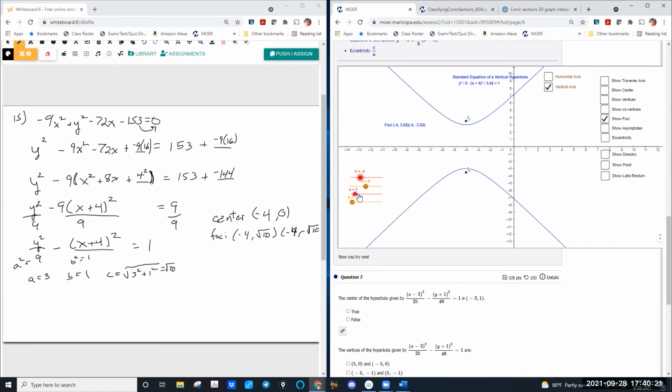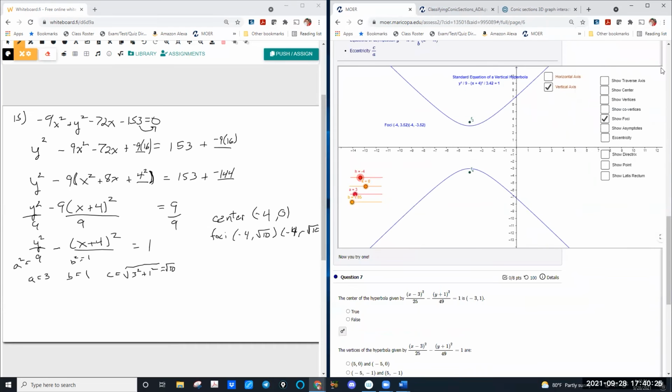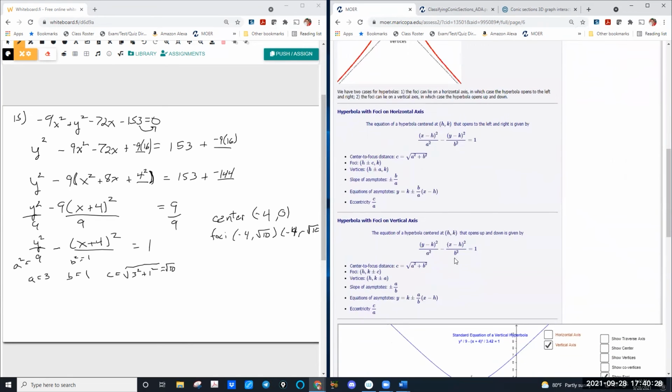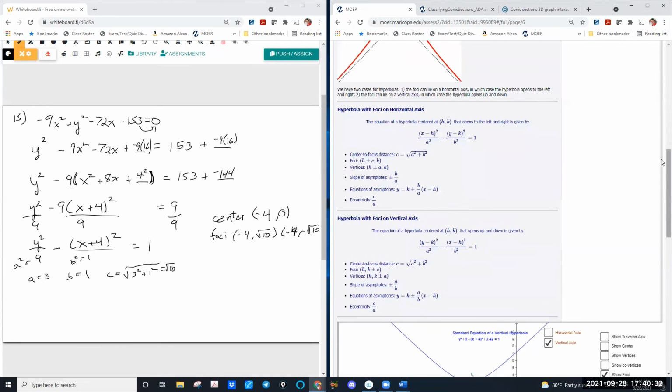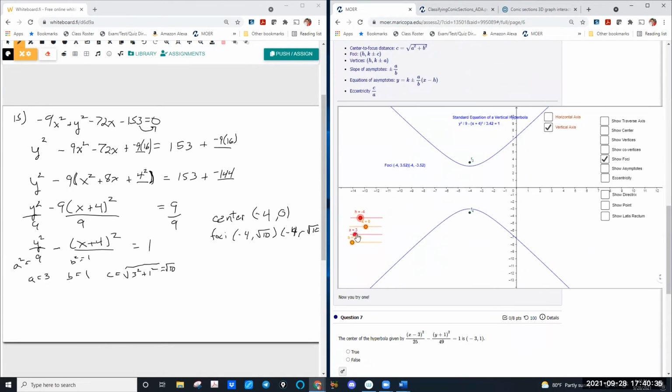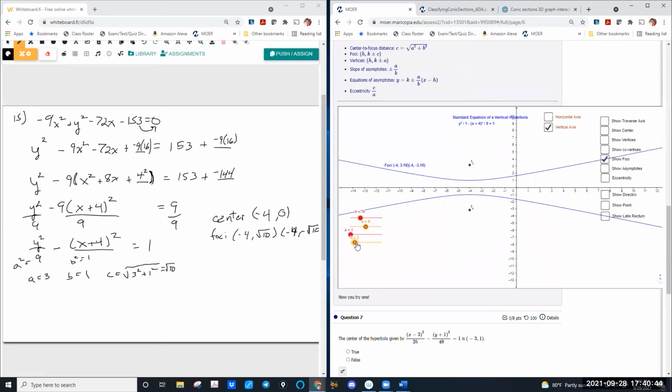Our k is 0. Our a, which if we scroll back up, a is under the term that comes first, or the positive term. B is under the negative one. So our a is 3. Our b is 1. All right, and there are the foci. 3.16 is roughly the square root of 10. So our foci match up very nicely.